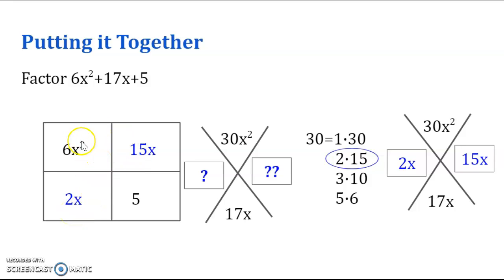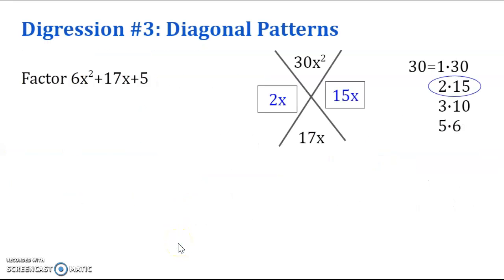And then from here, you're just basically factoring the row or a column, and figuring out that the factors have to be 2x plus 5 and 3x minus 1. So those are the length and the width, and you can put that as your final answer. All right, so I do want you to just have a quick look at the diagonal patterns.